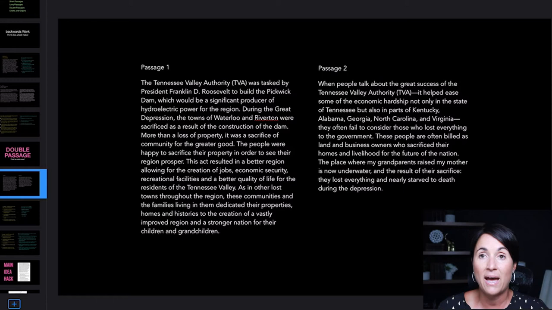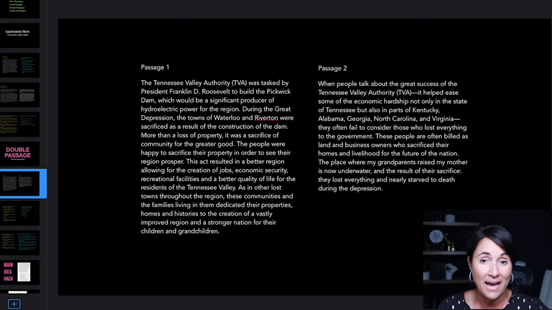They get double passages all the time. On their state standardized test, they give passages like this to little third graders. So if you think this test is difficult, I would encourage you to check out their third grade reading exam in the state of Florida or any state for that matter, and you will see just how difficult it is.